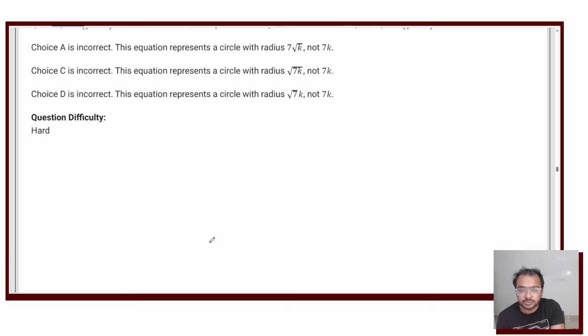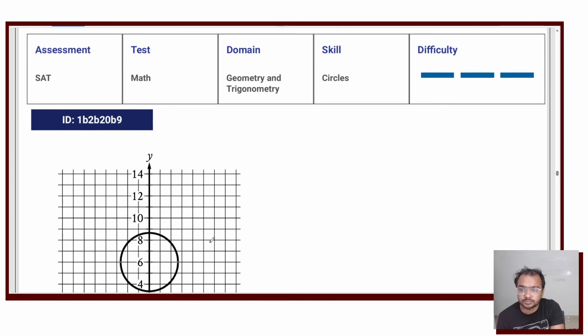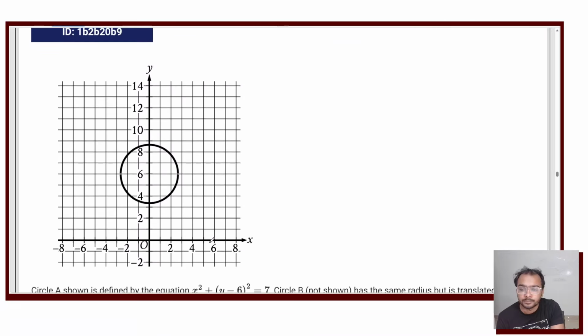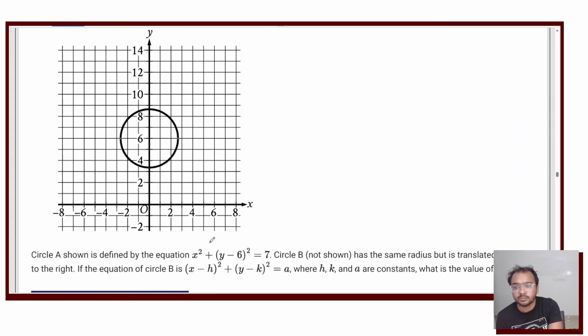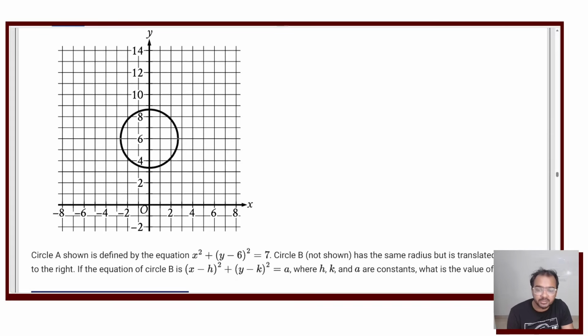Okay, so let's move to the next question. So we have this circle here, which is defined by the given equation, x squared plus y minus 6 whole squared equals 7. Circle B, which is not given here, will have the same radius, but it's translated 96 units to the right. Okay, 96 units to the right.